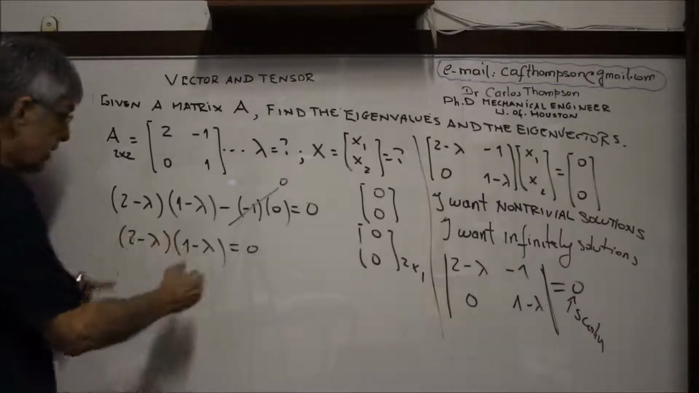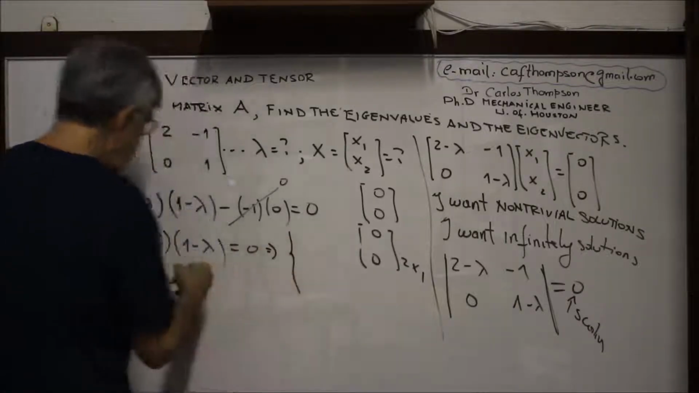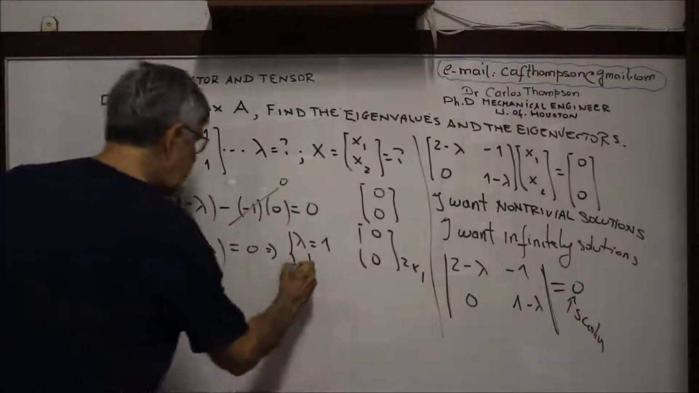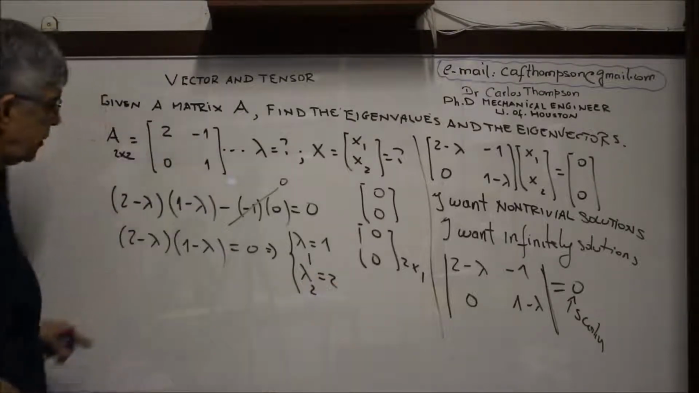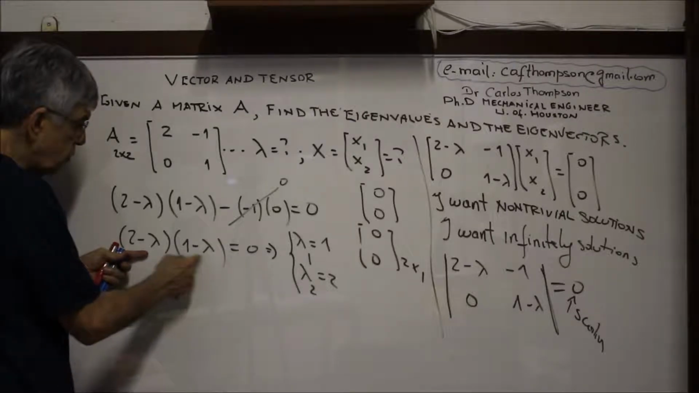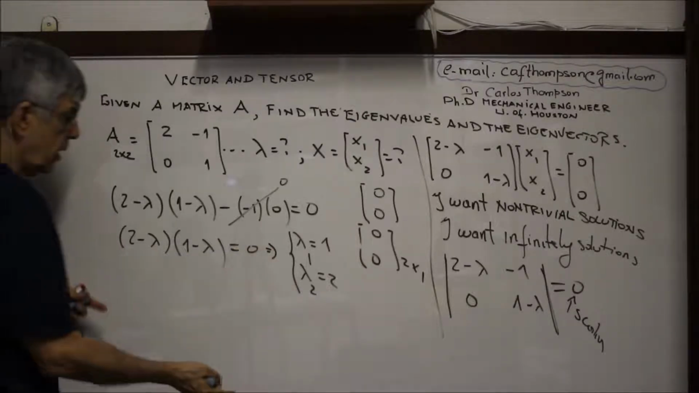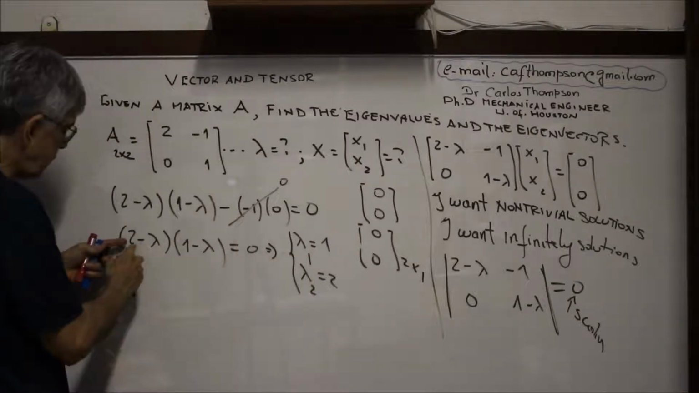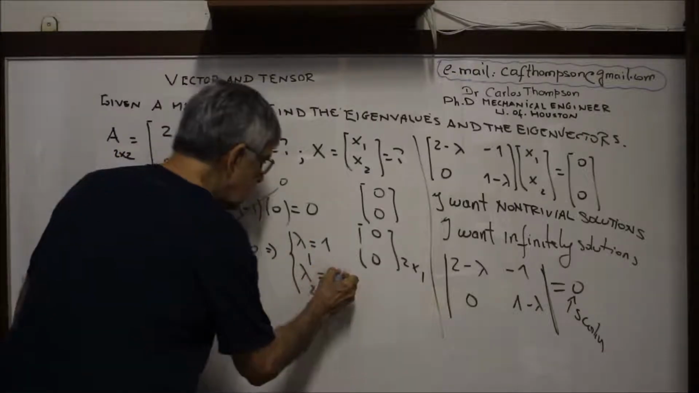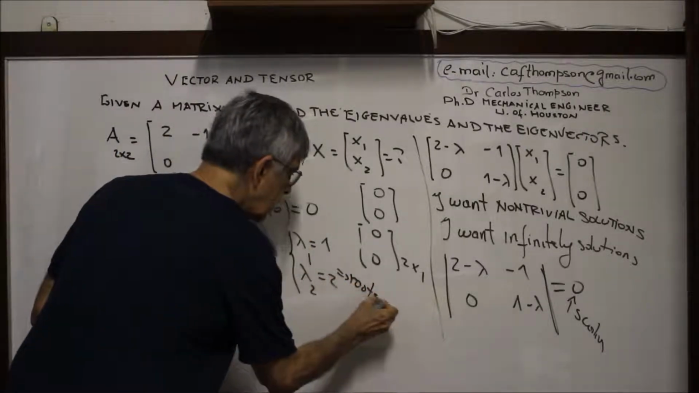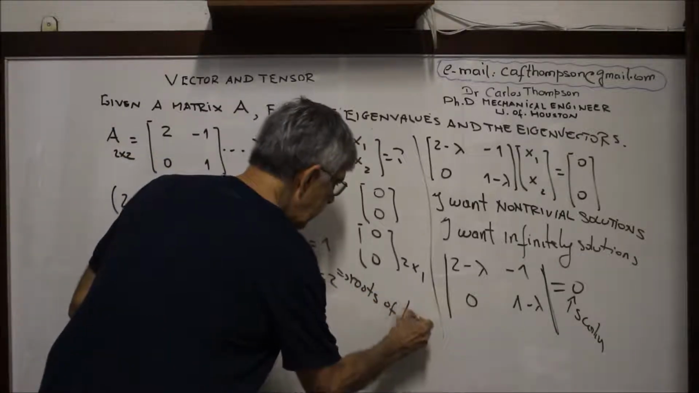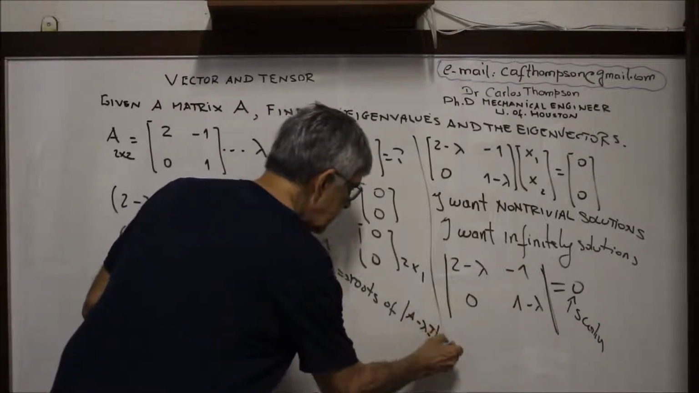But now it's easy because, look, the roots are lambda 1 equal to 1 and lambda 2 equal to 2. Because for lambda equal to 2, this is 0, and this will be minus 1, and 0 times minus 1 is 0. For lambda equal to 1, 2 minus 1 is 1, 1 minus 1 is 0. So these are the roots of determinant of A minus lambda I equal to 0.